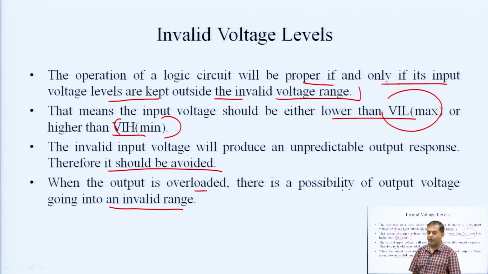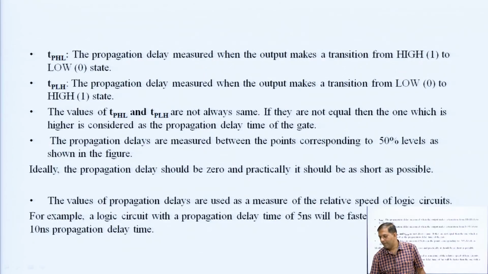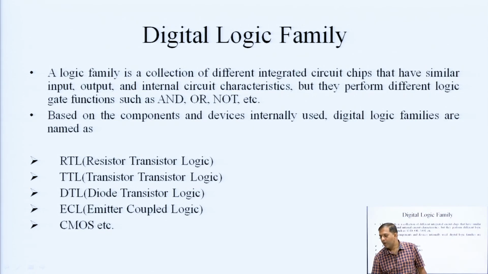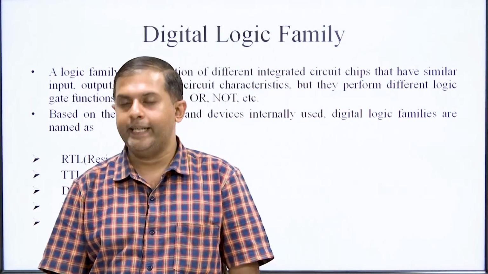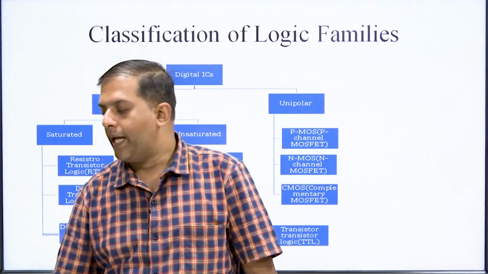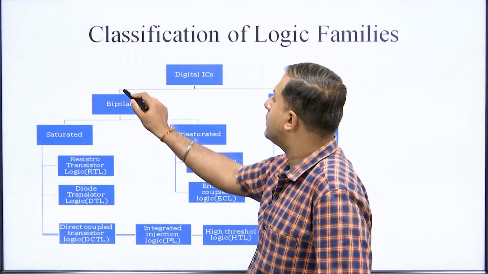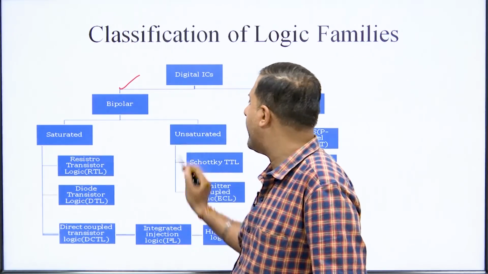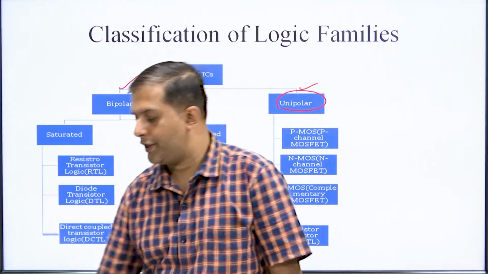Okay. So, in this lecture video we have started with logic families. First of all, we have discussed different types of logic family examples like RTL, TTL, DTL, ECL and CMOS logic. Then we have seen the classification chart. There are two main types, bipolar and unipolar. Bipolar is saturated and unsaturated, and unipolar is basically the CMOS and PMOS logic.